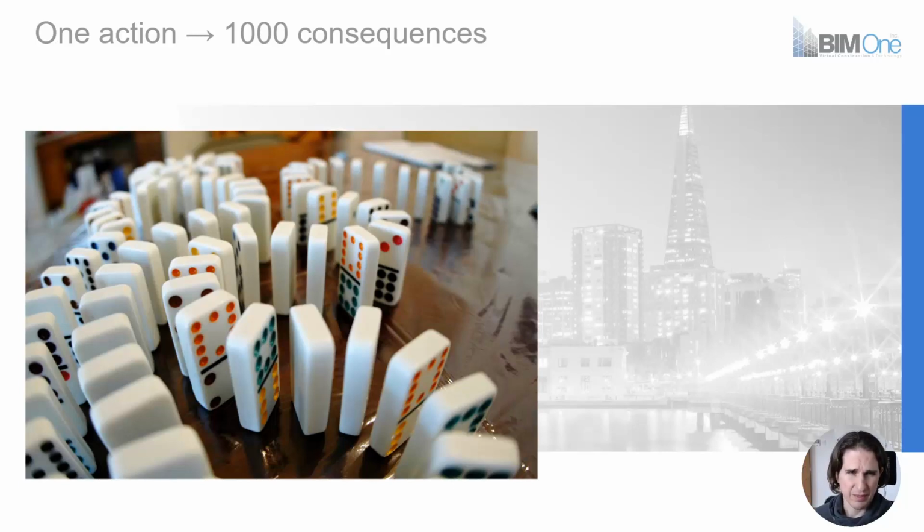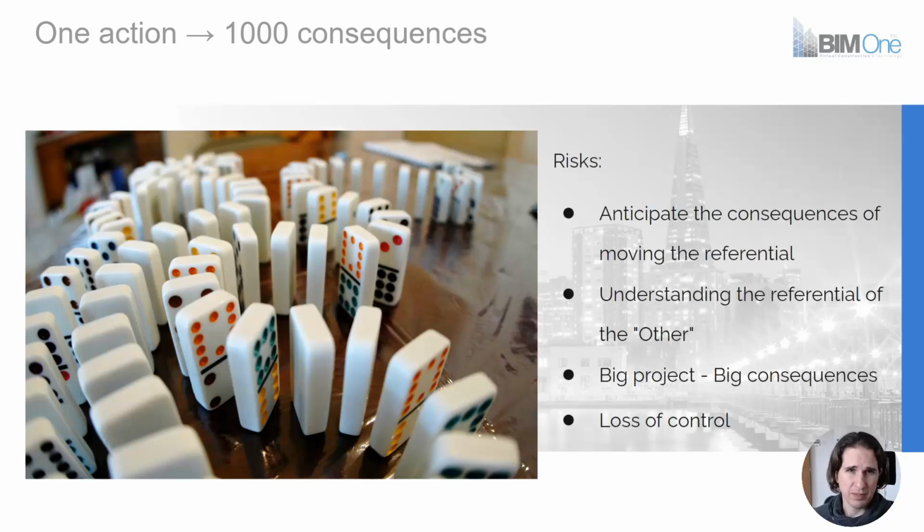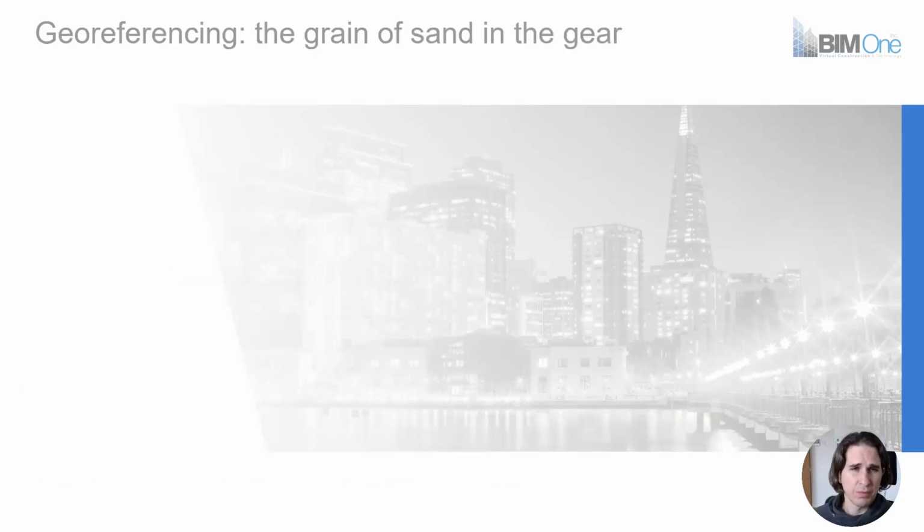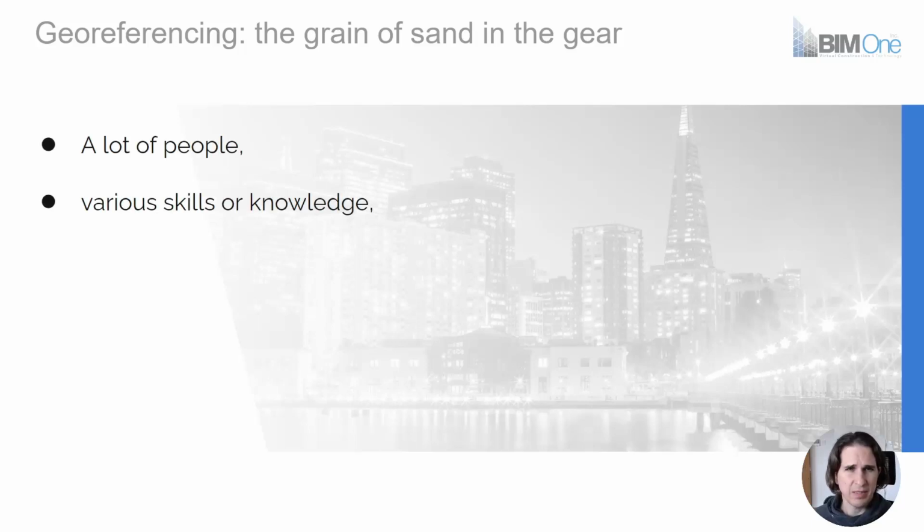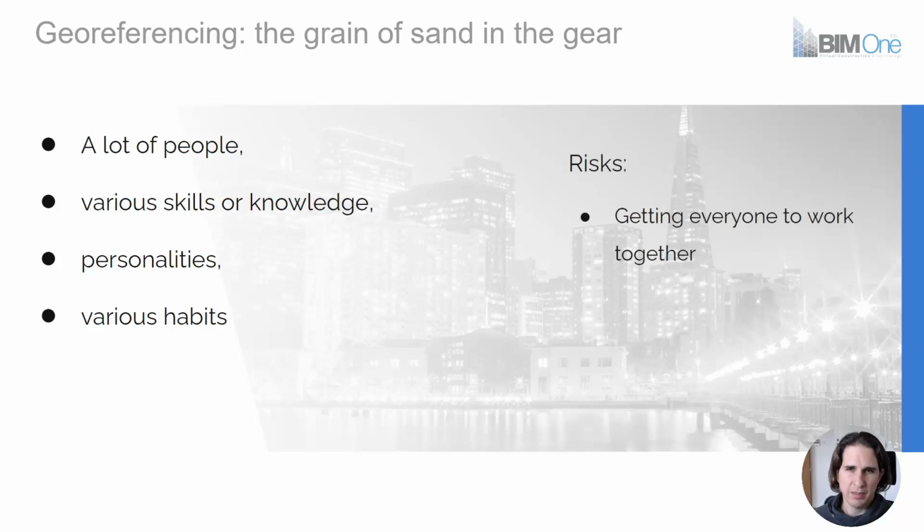So some of the risk is the difficulty to anticipate the consequences of moving the referential, and also to understand the referential of the others. And on a big project, you would have big consequences and a possible loss of control. So georeferencing is always seen as the grain of sand in the gear. There are a lot of people, various skills or knowledge, personalities as well, and various habits. So the general risk is that when you manage to get everyone on the same page on every project, it's already a tough task, so it's easy to get the team and the project unbalanced by georeferencing.